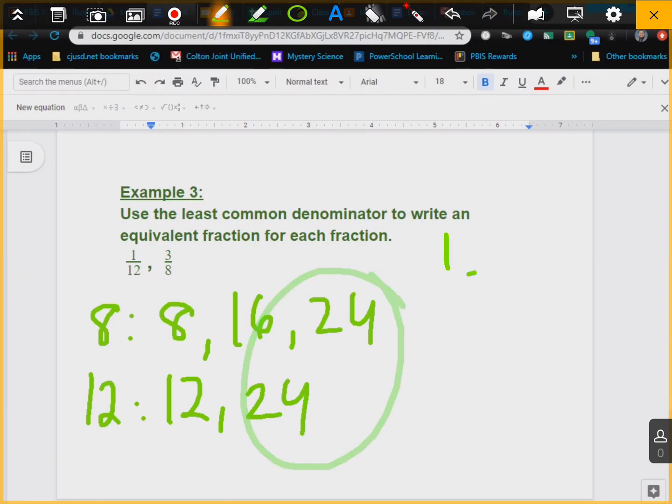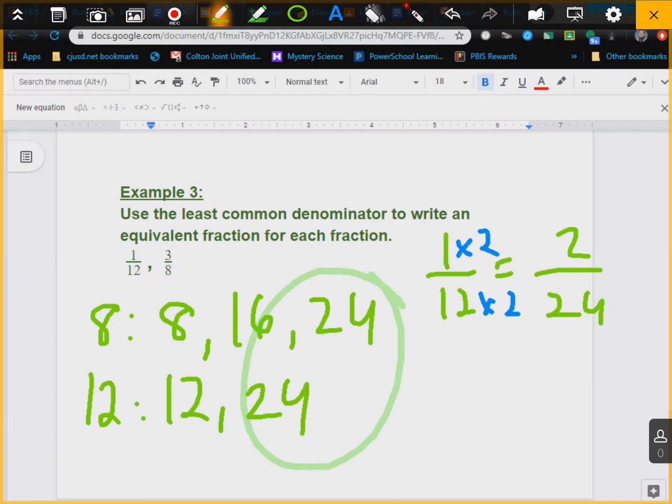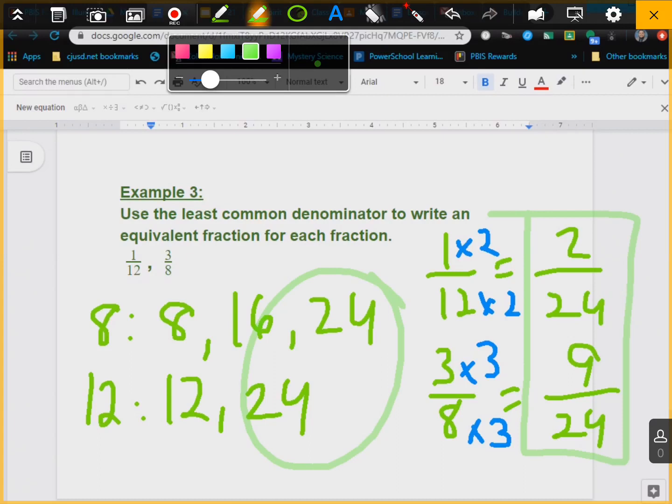So, 1 over 12, to make it 24, you had to multiply by 2. And whatever you do to the bottom, you do to the top. 1 times 2 is 2. 3 over 8. To make it 24, I had to multiply the 8 by 3, so I got to multiply the 3 by 3. And I know 3 times 3 is 9. So my two fractions that are equivalent are 2/24 and 9/24. And they have the least common denominator of 24.